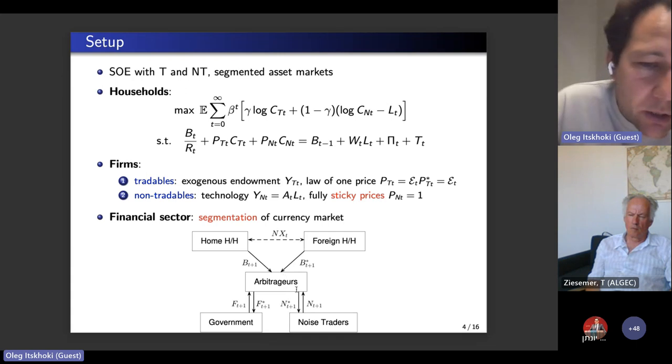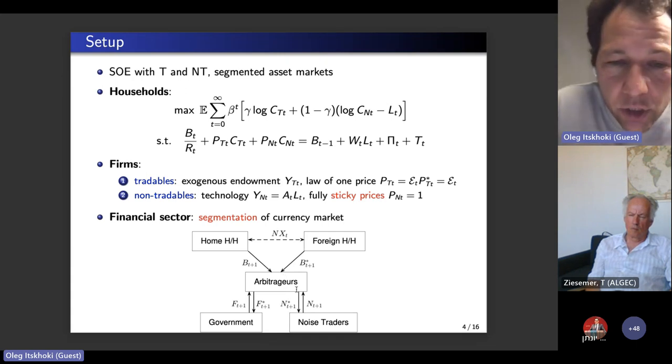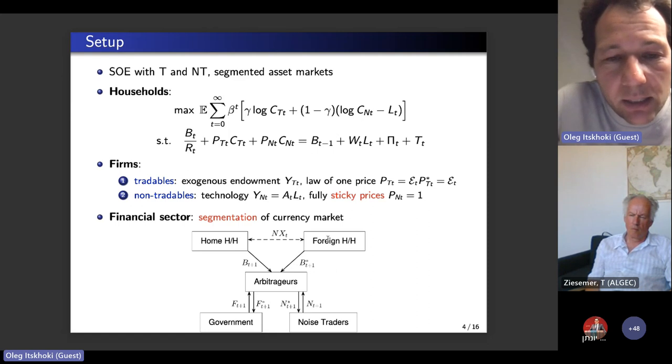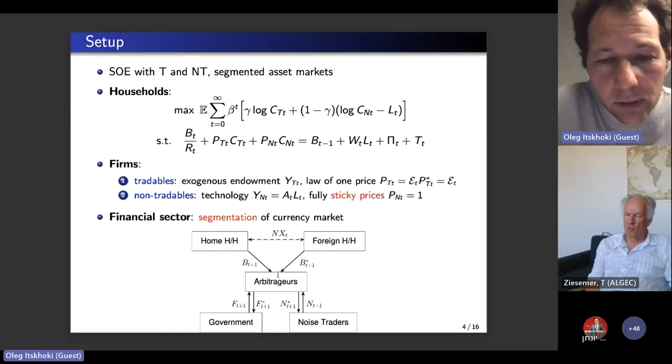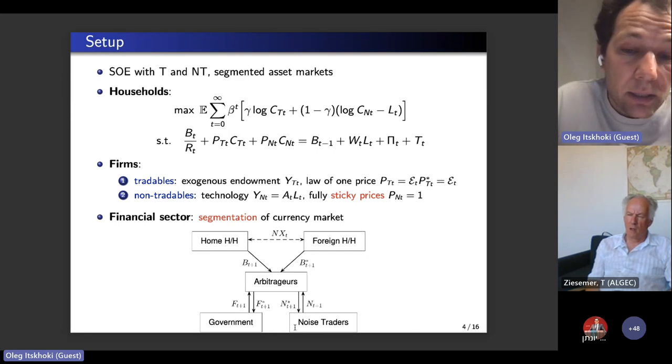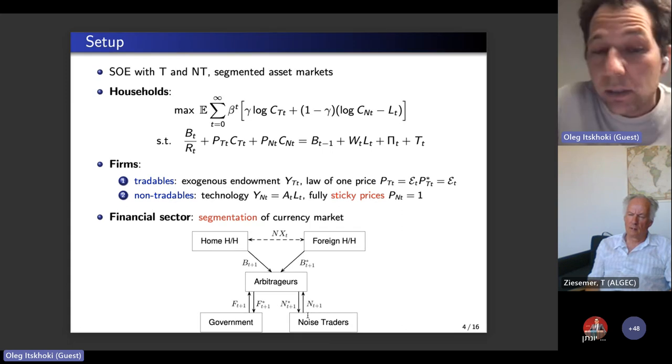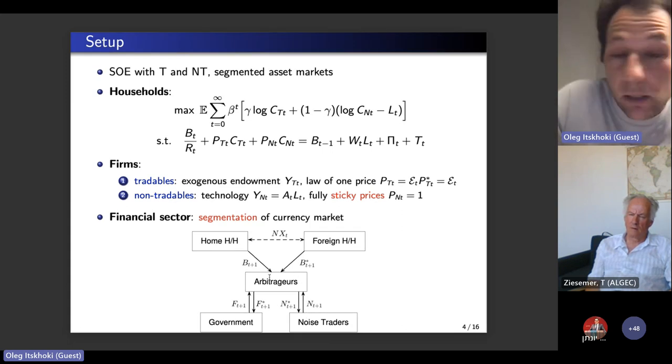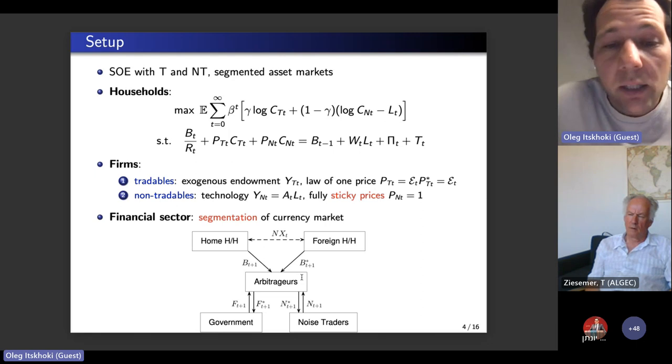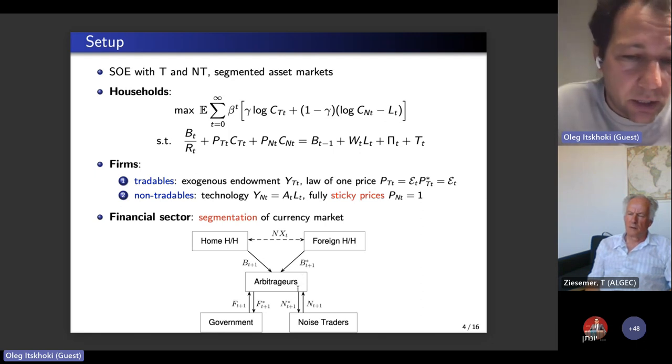And the intermediary needs to make sure that the market clears for the exchange rate. Some agents that it trades against are the households, and some agents are these liquidity traders who need one currency relative to the other. And this increases or potentially reduces the exposure of the financial sector to the exchange rate.